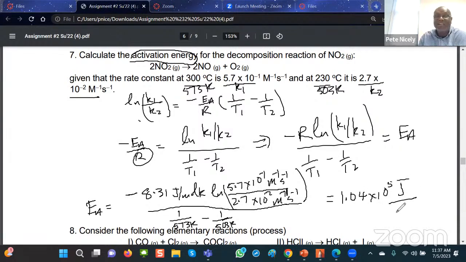joules per mole. And just to explain how we get the units, the Kelvin units will cancel out here and here. The m to the minus 1 units will cancel out here and there. So the only unit remaining would be joules per mole, which is what we end up with in the final answer. And that's basically how that is done.